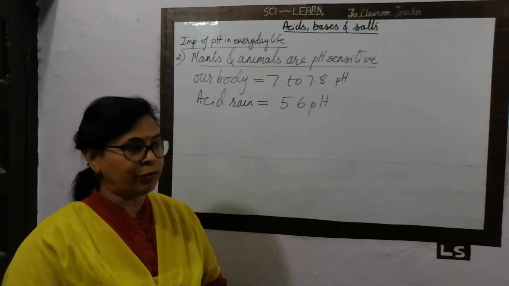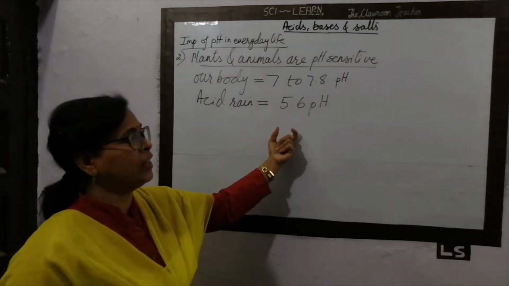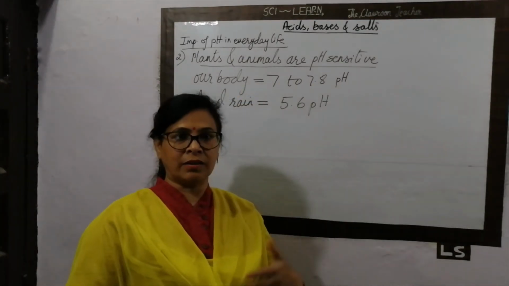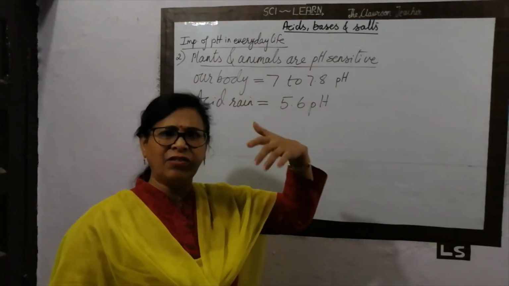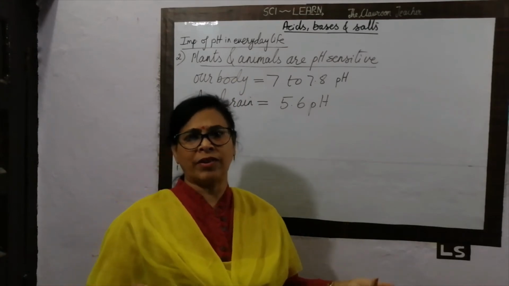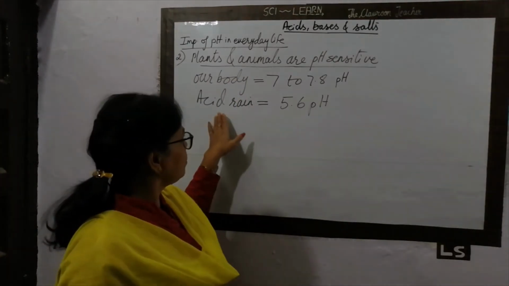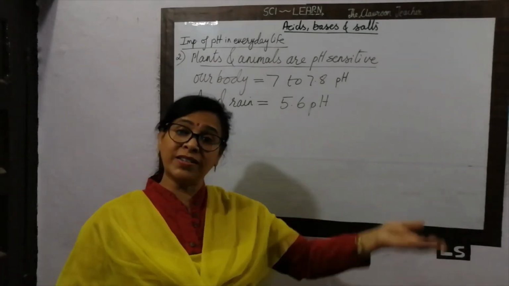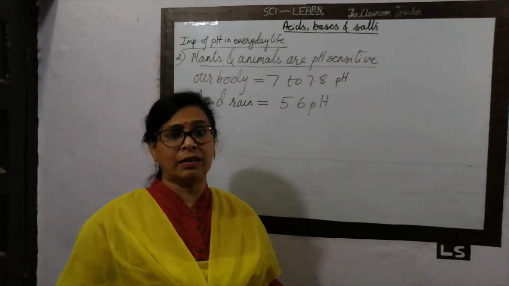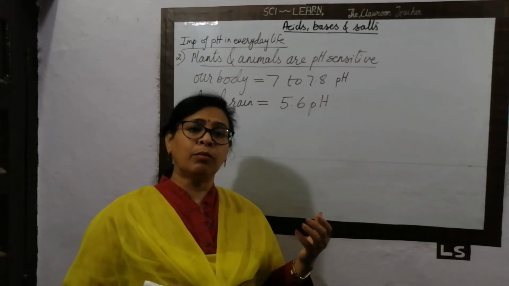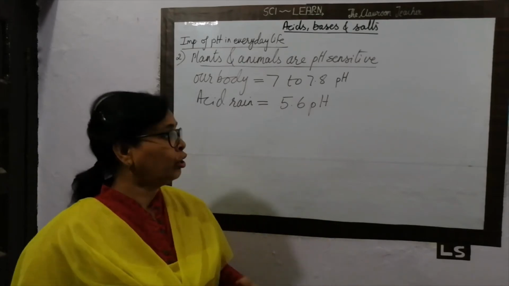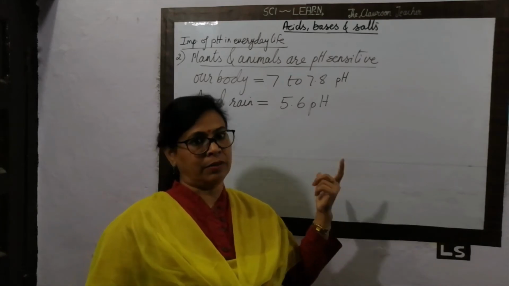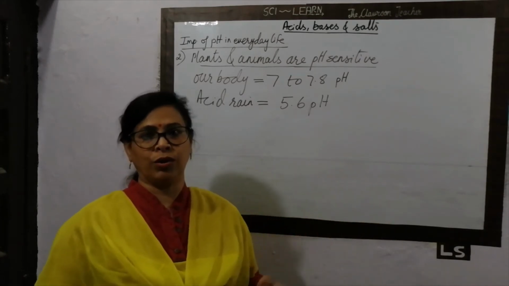It is highly harmful if it changes. Suppose it increases or decreases in our body, the body system gets affected and we are unable to perform our work properly. Similarly, if acid rain is below 5.6, it means it is more acidic, and it might cause problems for animals and plants also. So this is the specific pH range in which our body or the acid rain works.